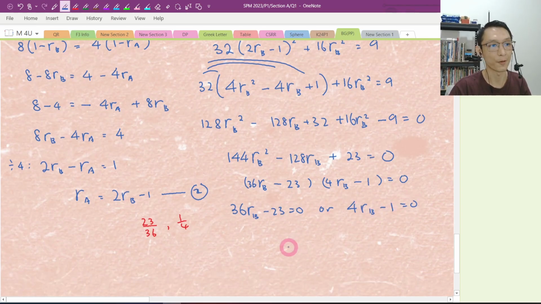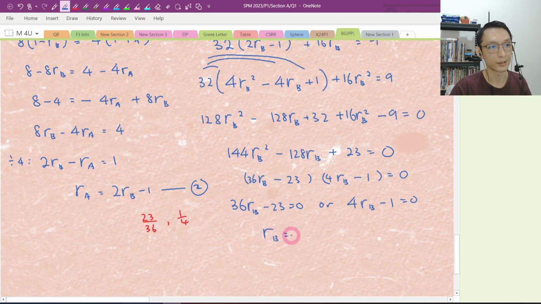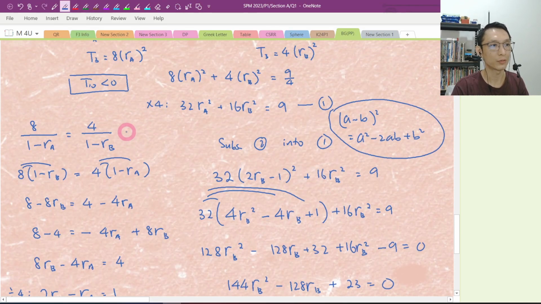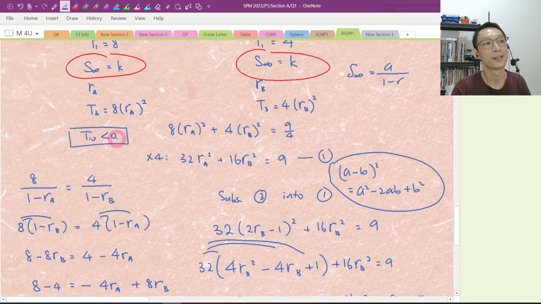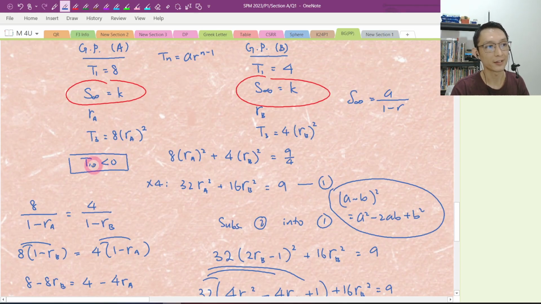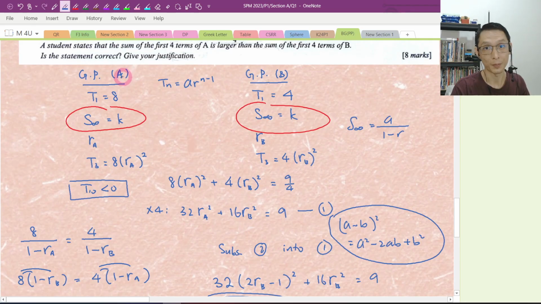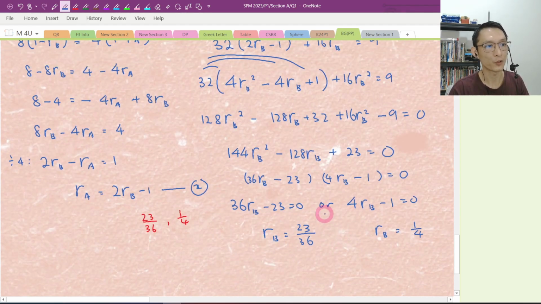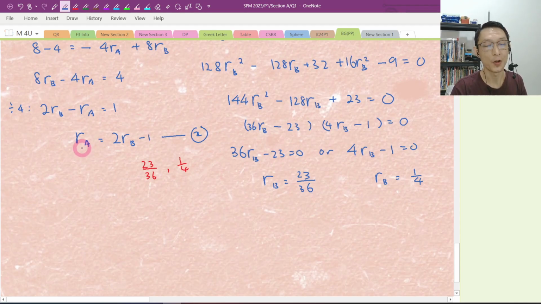So 36 times r minus 23 is equal to 0, or 4 times r minus 1 is equal to 0. So r is equal to 23 over 36. How about this one? It's equal to 1 over 4. So which one is actually correct? We need to refer to this. The question tells us that the T10 for geometric progression A is less than 0. So I'm going to use this to help me get the common ratio for geometric A first.